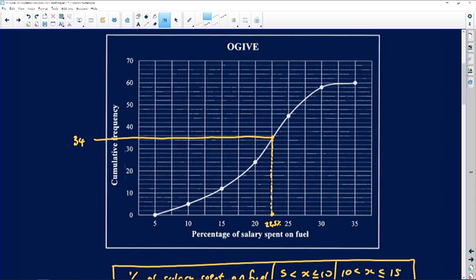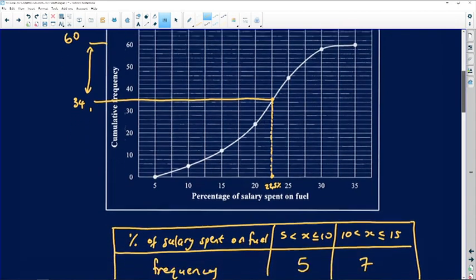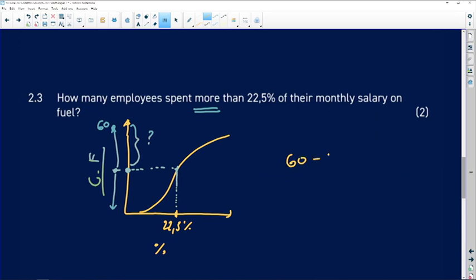So if I have 34 people, it means by the time I got to 22.5%, the people that are below are going to be 34 in total. So from 34 to 0, I have 34 people in total. Now, since we're going all the way up to 60, I'm interested in finding how many people lie in that particular range. And I'm sure you guys will agree with me, it's just the difference between 60 and 34. We'll have to have 60 minus 34, and that gives us a total of 26 employees.